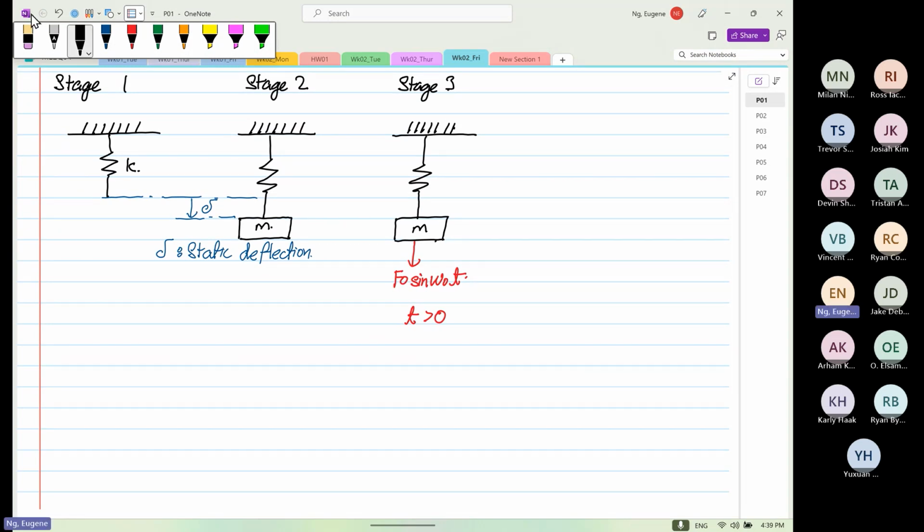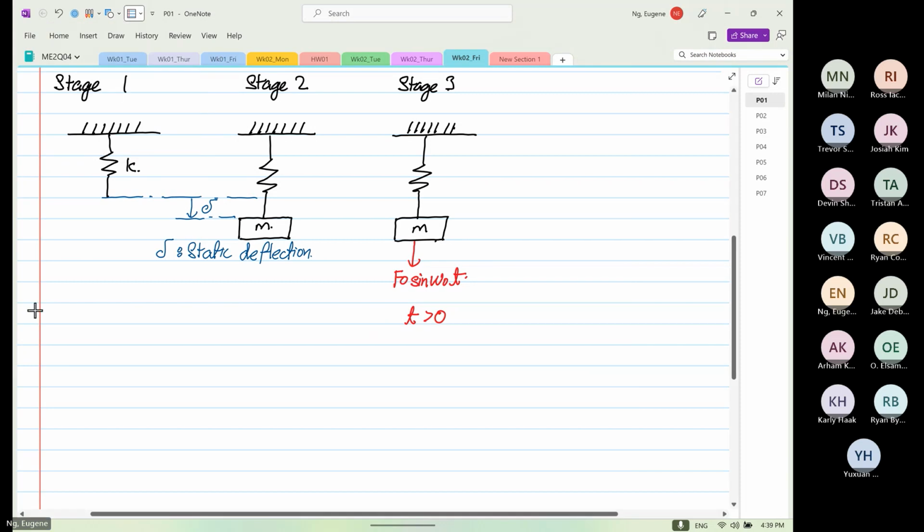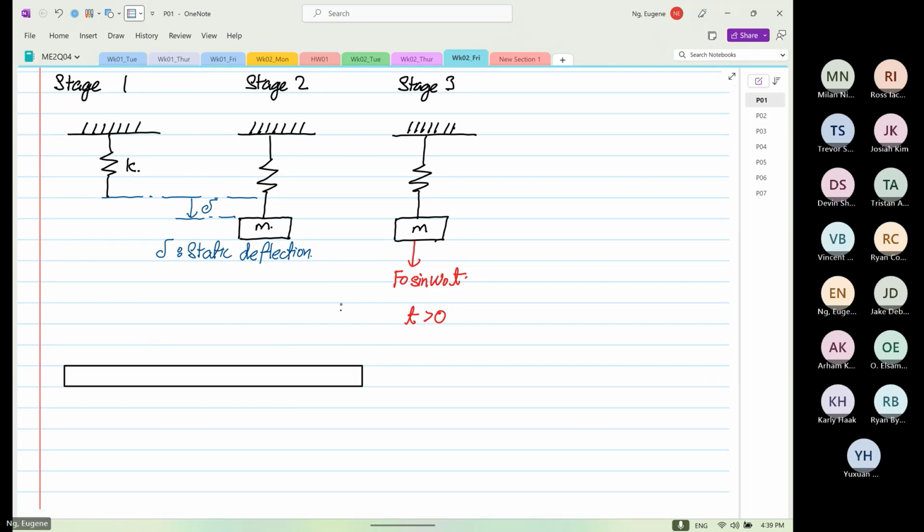Okay, so we have a system now. Right? The system, we have a beam, right? And then we have it simply supported. This is our point A. This is our point B. Okay.